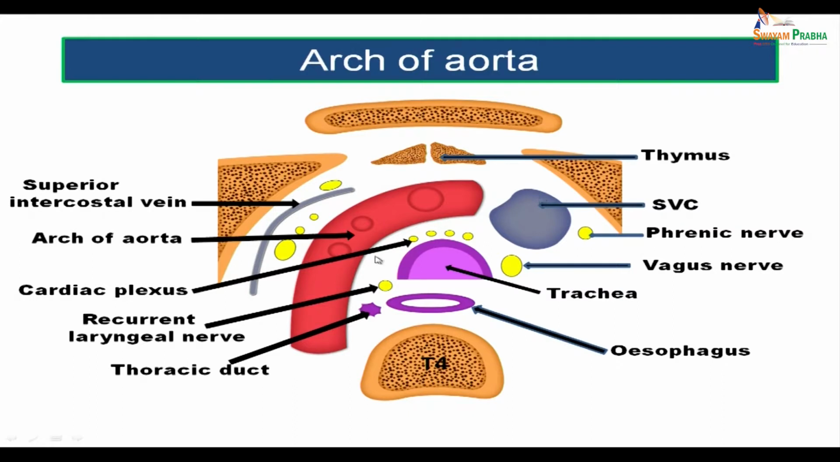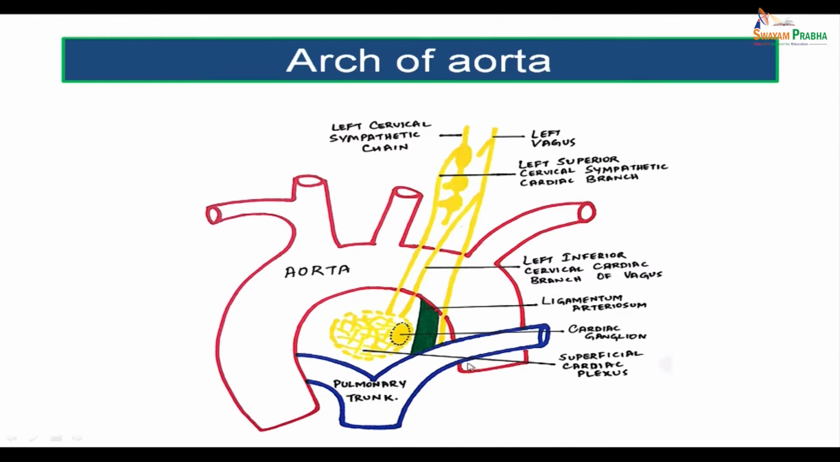Immediately above the arch of aorta, you find the branches, that is the brachiocephalic trunk, the left common carotid artery and the left subclavian artery. Below the arch of aorta, you find the pulmonary trunk dividing and you find the right pulmonary artery running below the arch. The left pulmonary artery proximal part is connected by a ligament with the arch, that is called the ligamentum arteriosum. You also find the superficial cardiac plexus below the arch of aorta. So, these are some of the relations inferiorly to the aorta.